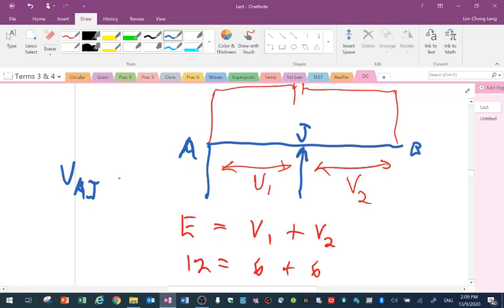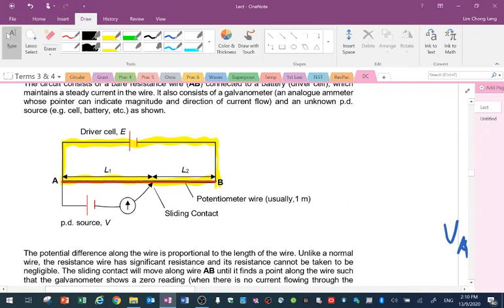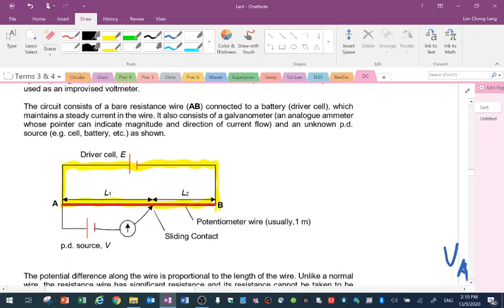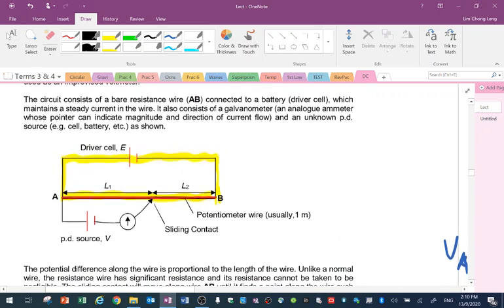So if the jockey is shifted towards the left, then V1 will decrease. But if the jockey is shifted towards the right, V1 will increase. So the shaded region is the potential divider. Now, a potentiometer consists of a potential divider and an ammeter. So let me highlight the ammeter part. This part is the ammeter. This is the connection here. These two together form the potentiometer.